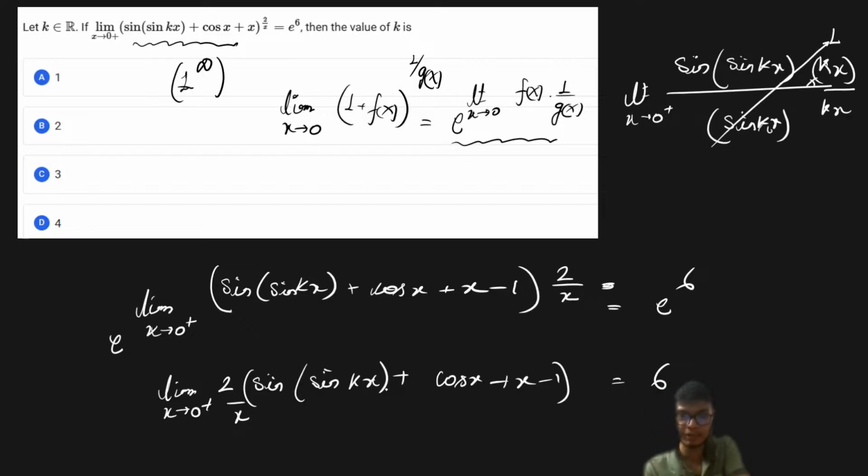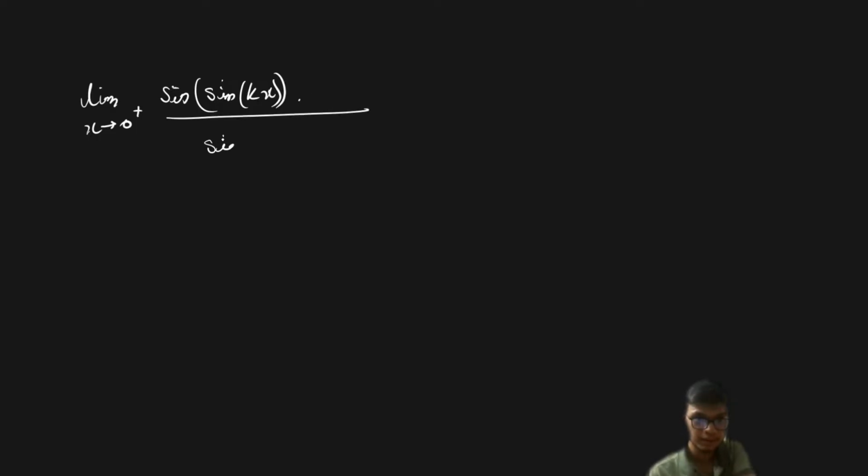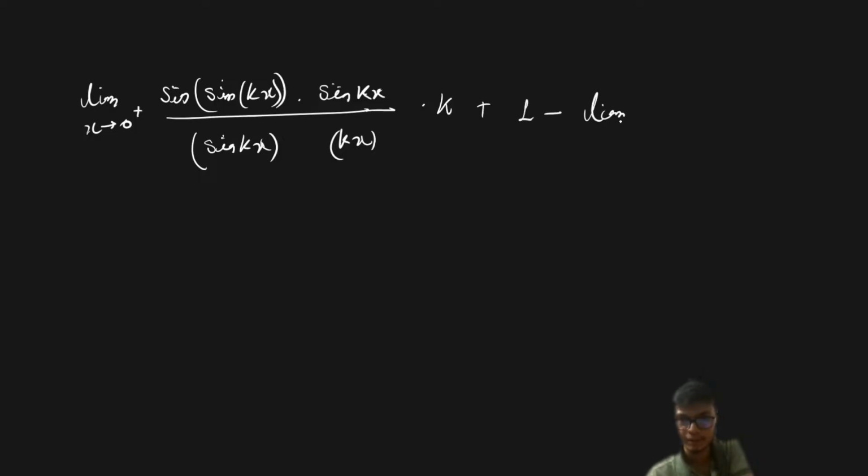Utilizing that property, we can simplify the same expression, that is limit x tending towards 0 positive. I am simplifying this part further as sine kx divided by kx, multiplied by k, plus 1 minus limit x tending to 0 positive of (1 minus cos x) divided by x square.